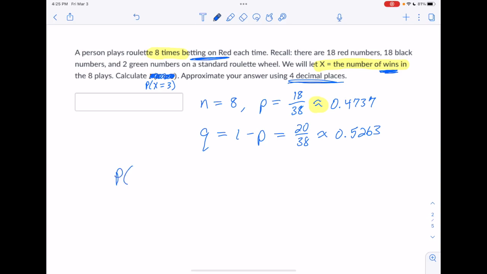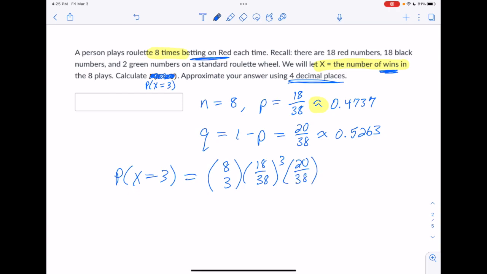When you want to do the probability that x equals 3 and you know you're in an n, p, q situation, you have to use the binomial probability formula to calculate those probabilities. So you need n choose x, which in this case would be 8 choose 3, and then p, which is our 18 out of 38 raised to the number of successes, 3, and then our probability of failure, q, 20 out of 38 raised to the number of failures. If you have 8 plays and 3 wins, then you have 8 minus 3, or 5 failures or losses. So we need 8 choose 3 times 18 over 38 to the third and 20 over 38 to the fifth.